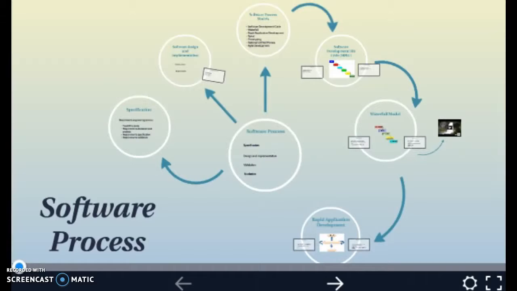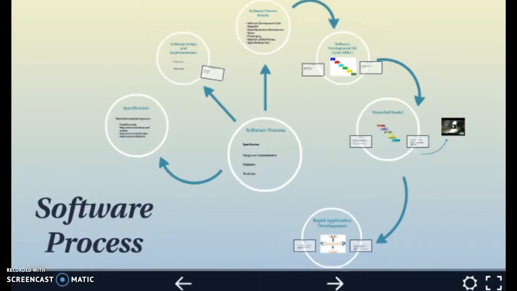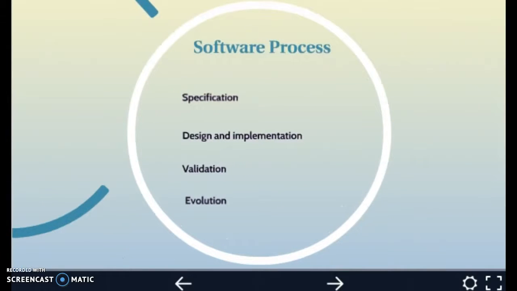I would like to present about software process. Software process: a structured set of activities required to develop a software system. There are many different processes, but all involve specification, design and implementation, validation, and evolution.